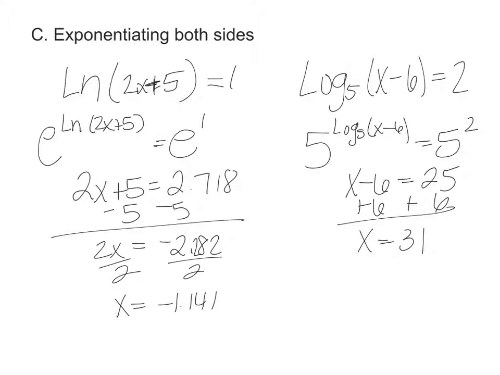Both the exponentiating method and the rewriting it as a log give you the same answer. I still end up with 5 squared equals x minus 6, as if I rewrote it as an exponent. Lastly, we're going to talk about when we have to use a property to simplify first.